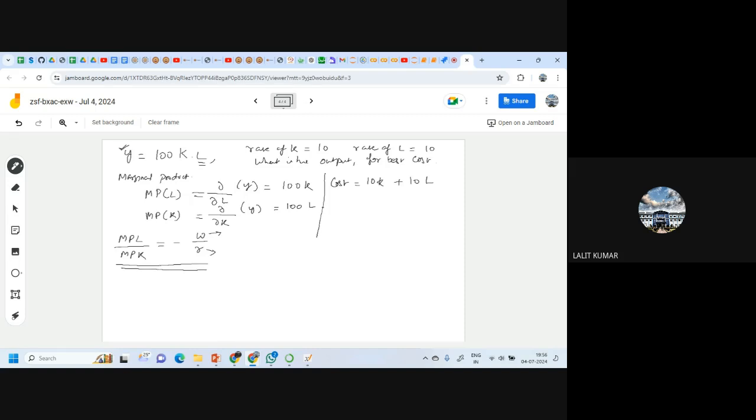So from here, what we can make out is that 100k by 100l will become, this minus is a sign, it is increasing and decreasing. For calculation we will not take this minus, so this will become 10 by 10, because w is also 10 and r is also 10. So basically, that's the capital, right? Sorry, yes, this is the wages, we can write wages of labor. So in this case this becomes 1, therefore K over L is equal to 1.